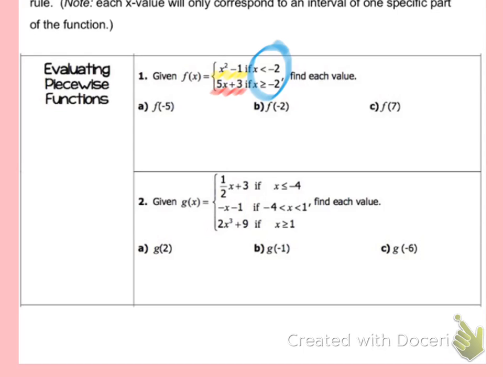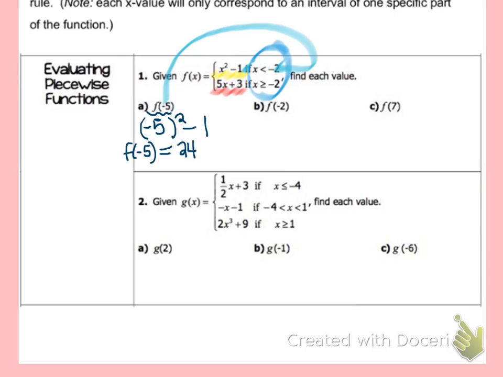Say I wanted to evaluate f of -5. So -5 is the x value, that's the input, and if I figure out which interval it is in, it would lie in this interval right here, and so it says use that first part of the function. That means I'm going to substitute -5 into x squared minus 1. I'll put -5 in, square it and subtract 1, and that'll give me the value of f of -5. So f of -5 would be -5 squared, which is positive 25, minus 1, and that's 24.